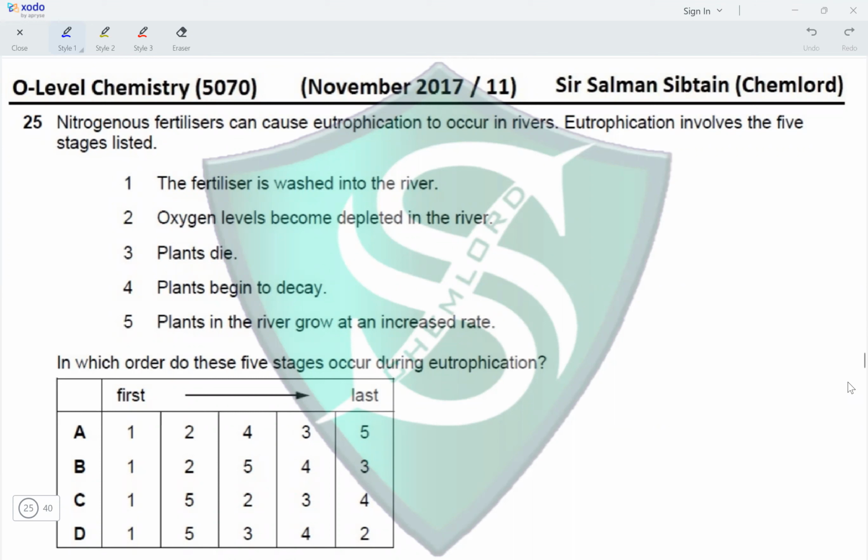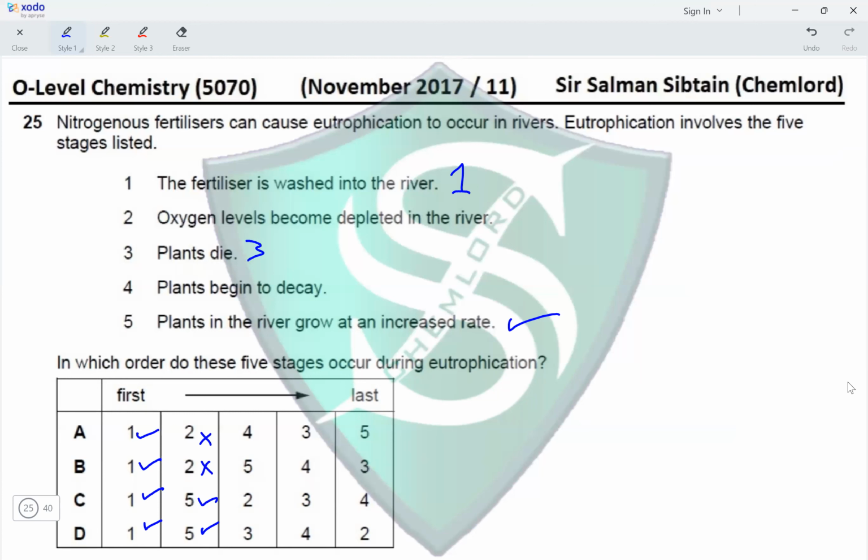In which order do the five stages occur during eutrophication? So the first thing is fertilizer is washed into the river. So point number one is the first point. Then we have plants in the river grow at an increased rate. So we have option C and D having point number 5 as the second option. So A and B have been eliminated. And then after the plants grow, they die because oxygen levels are less.